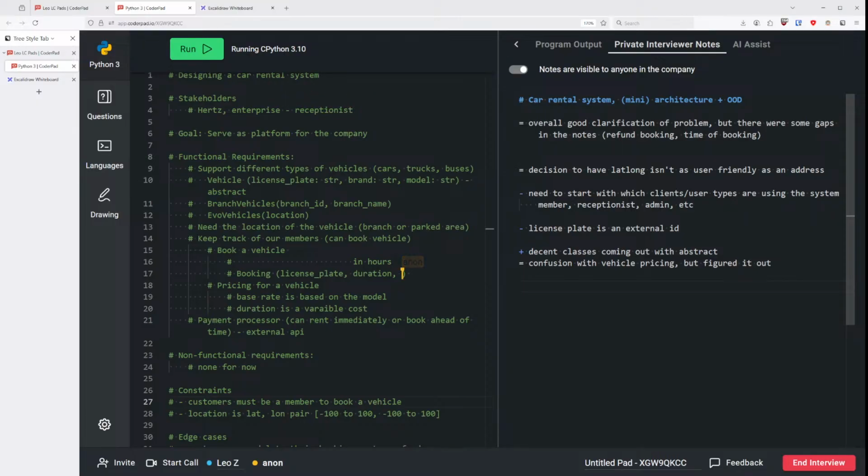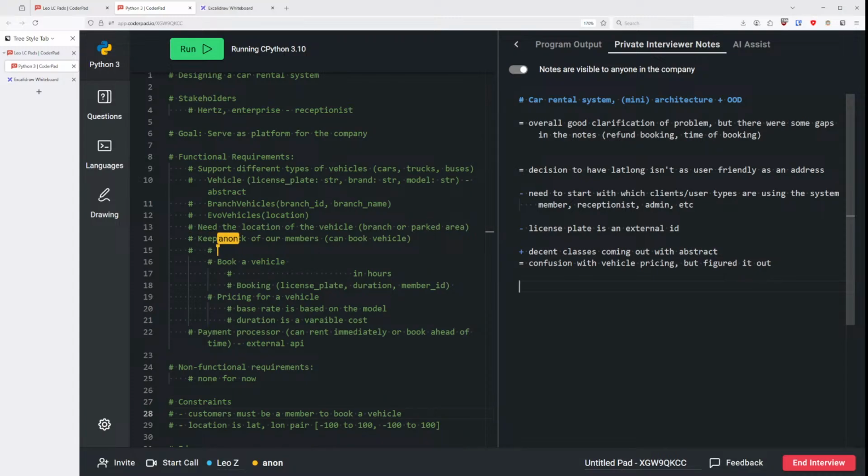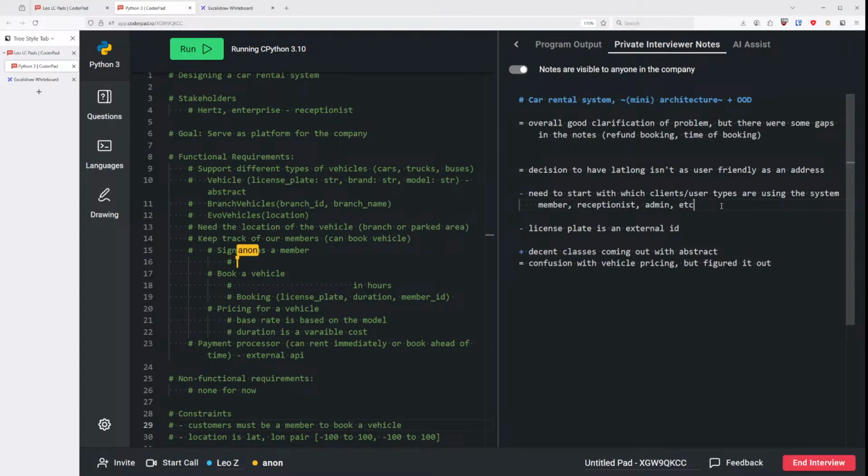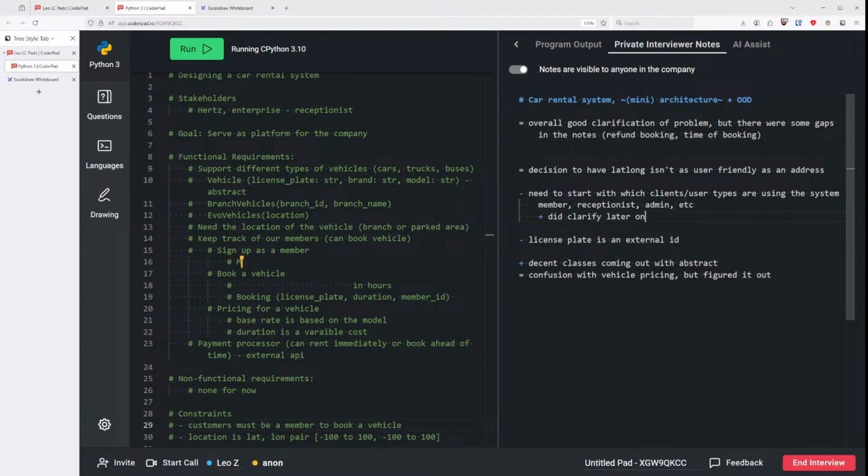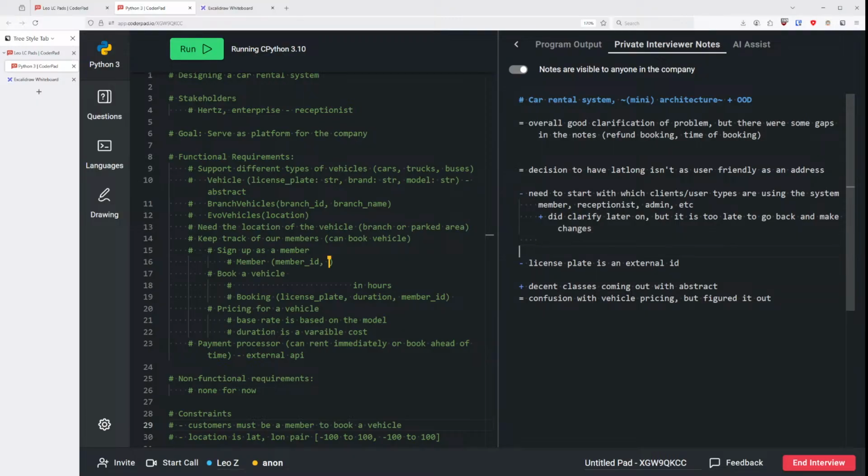In that case, we probably also need to keep track of the member for the booking, so let's do member ID. Let's see what else. There's probably a sign up feature for a member, sign up as a member. For a member, there is a member ID. I'm going to keep it simple for now. I know there's a bunch of metadata you can add, like email, username, or address. Sure, let's just do member ID and then member name. We can keep it simple. That's fine. Sounds good.